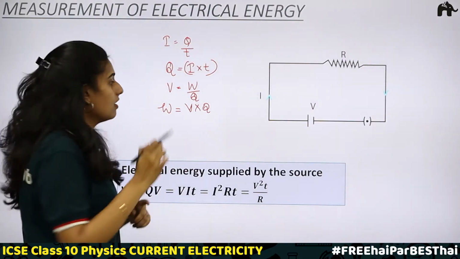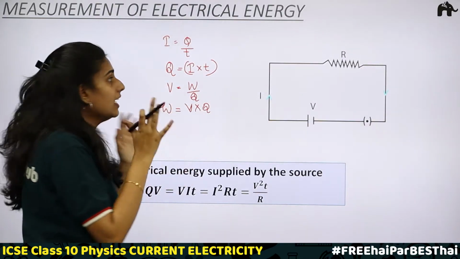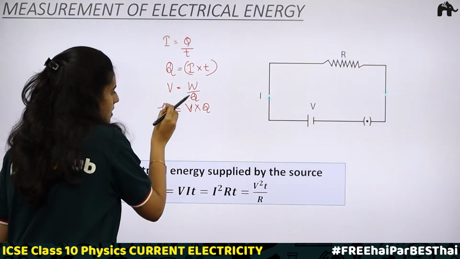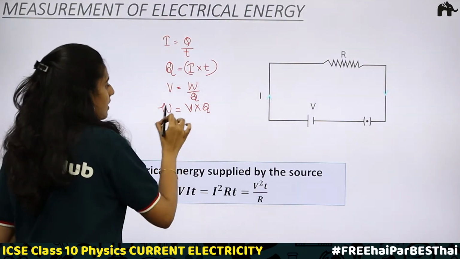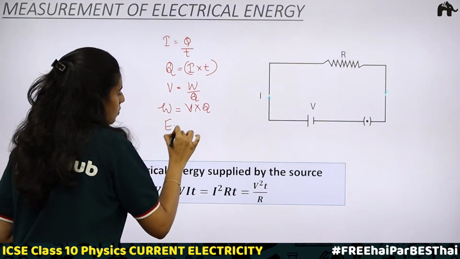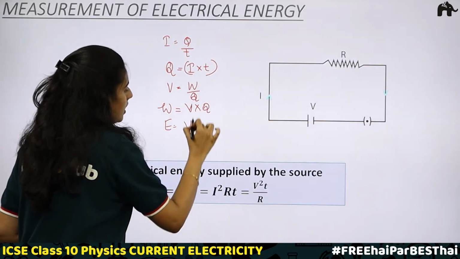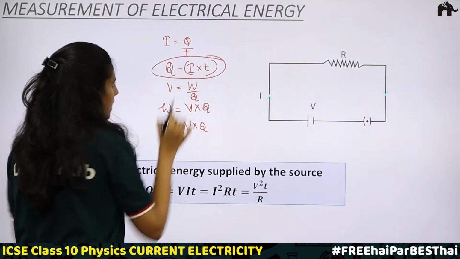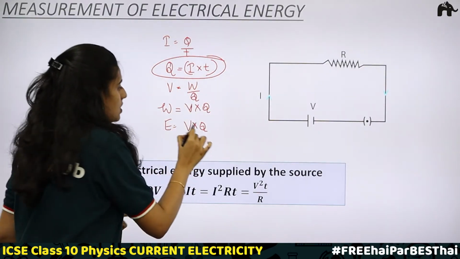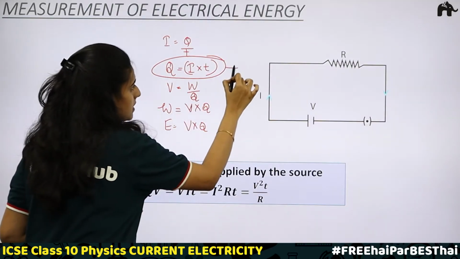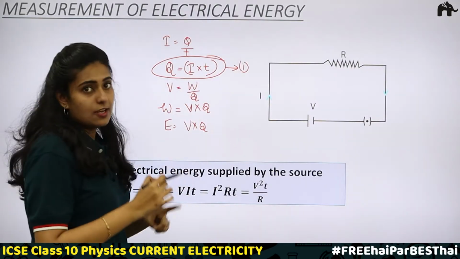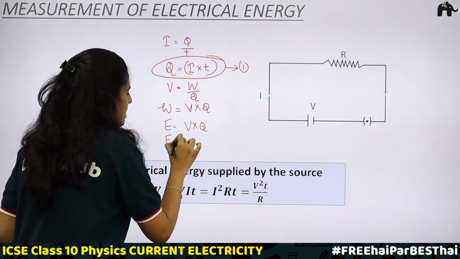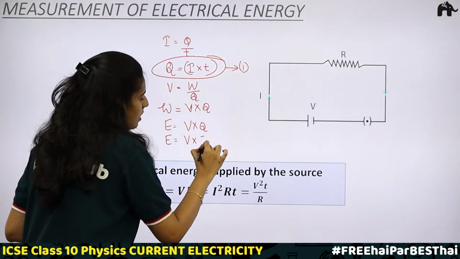Now, this work done will be the electrical energy. You can represent it either as W or as E. We will have E equal to, or W equal to, V into Q. So this is your first equation. Now from this we can replace Q with IT, since Q is equal to IT. Therefore, from equation 1, when you substitute here, you will get electrical energy E is equal to V into IT.